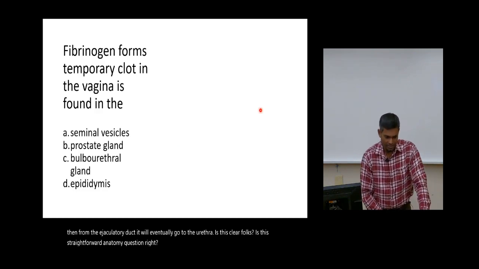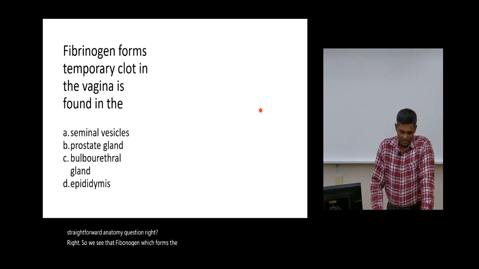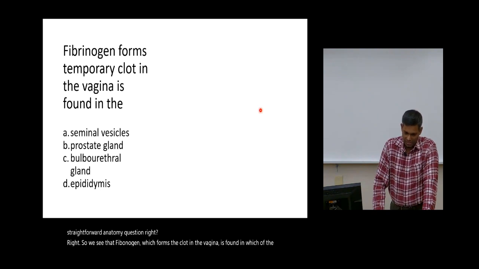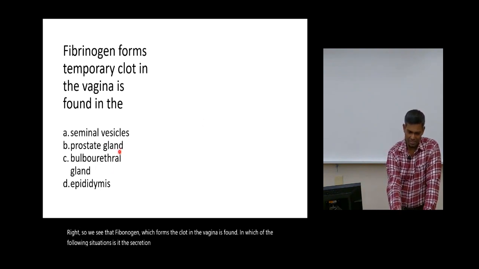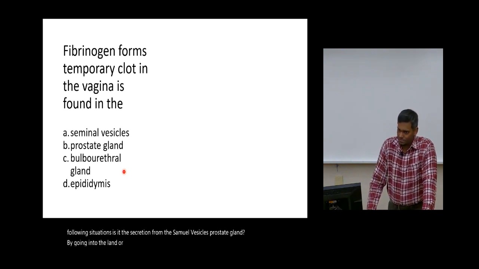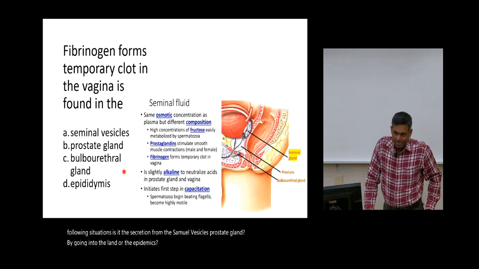All right, so we see that fibrinogen, which forms the clot in the vagina, is found in which of the following secretions? Is it the secretion from the seminal vesicles, prostate gland, bulbourethral gland, or the epididymis? You can look at this.